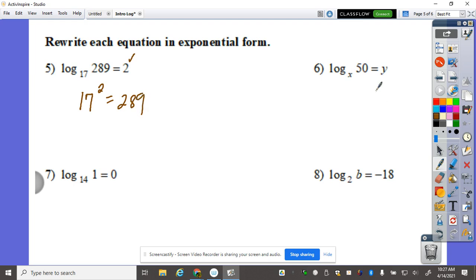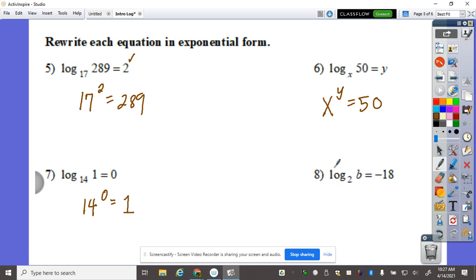Very simple. Next, log of 50 with a base of x is equal to y. Again, the base here is x, the exponent here is the one by itself, which is y, is equal to 50. Log of 1 with a base of 14 is equal to 0. What is the base? The base is 14, the exponent is 0, the answer is 1. And you agree that any number raised to 0 is equal to 1, except 0 raised to 0, which is undefined.